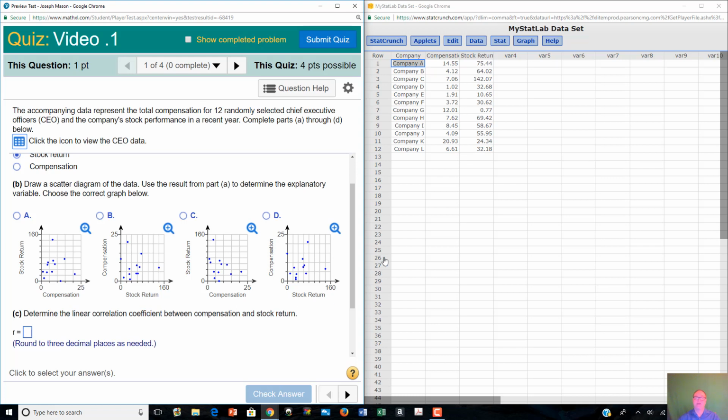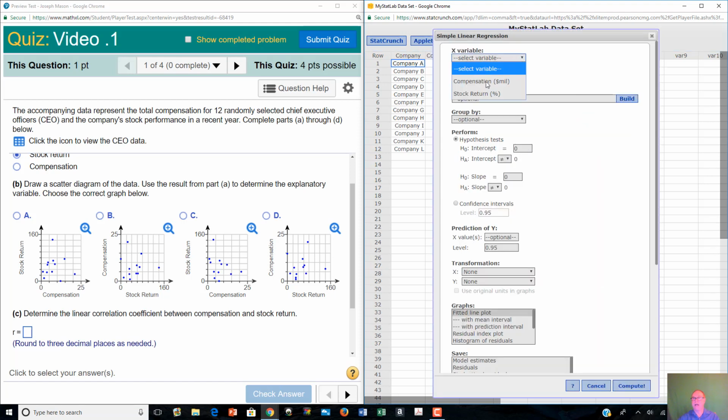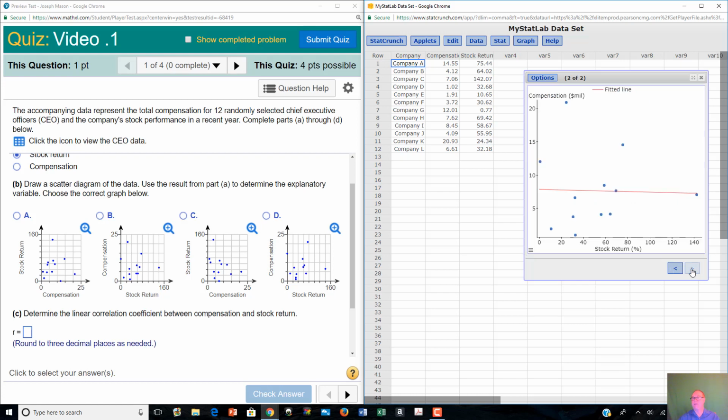Now let's use StatCrunch to create a scatter plot. We hit Stat, Regression, Simple Linear, choose stock return as your X, choose compensation as your Y. Click Compute. This gives you the data. Use the arrow key to get your scatter plot. So here's our scatter plot.